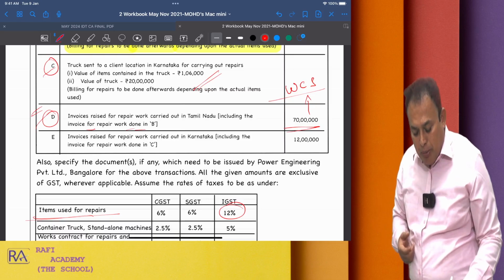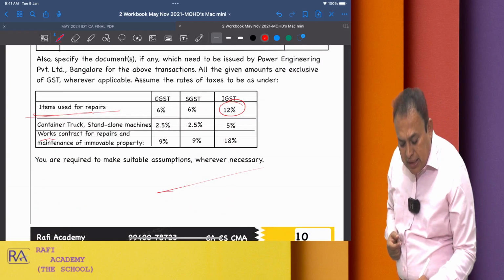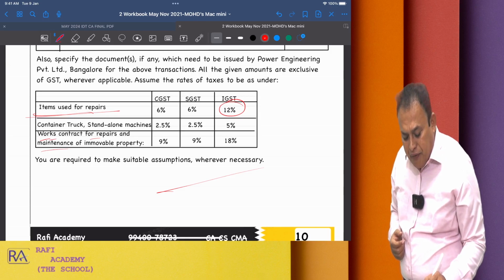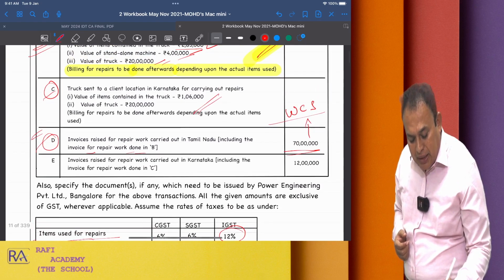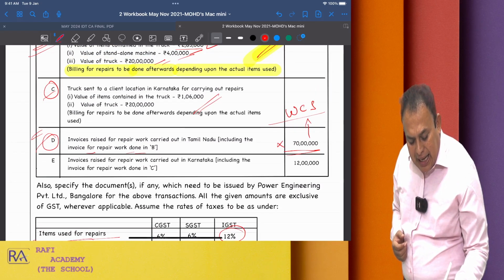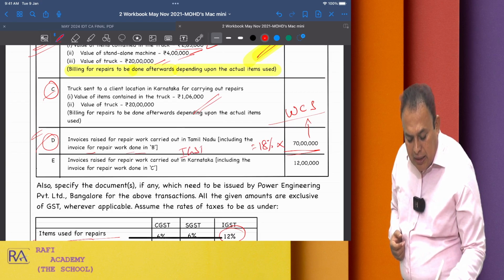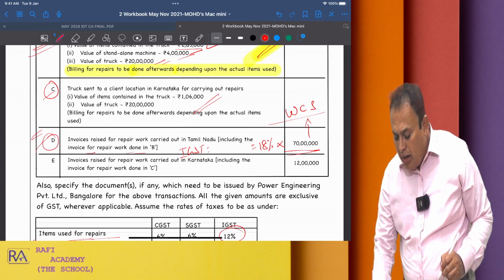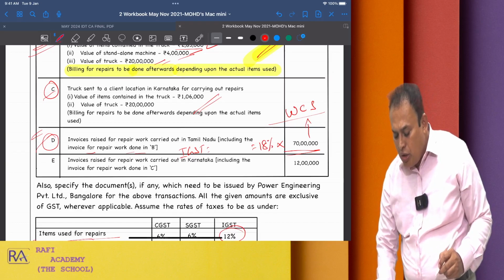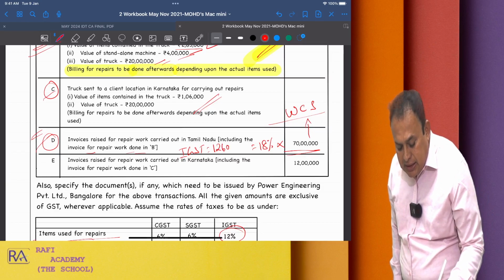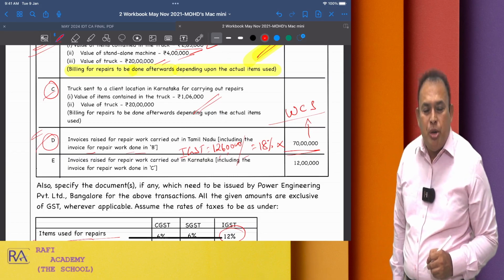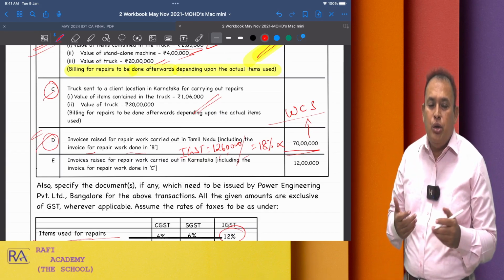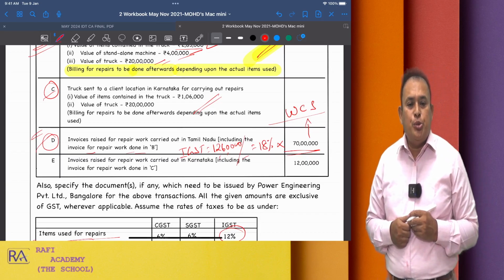What is the GST applicable for the works contract service here? Works contract for repair and maintenance of immovable property. How much? 18% IGST will apply here because it is interstate supply on 70 lakhs. So what is the IGST here? IGST is equal to 18% on 70 lakhs, which is 12 lakh 60,000. Who is liable to pay? The Karnataka office, namely the Bangalore head office in Karnataka, is liable to pay IGST.